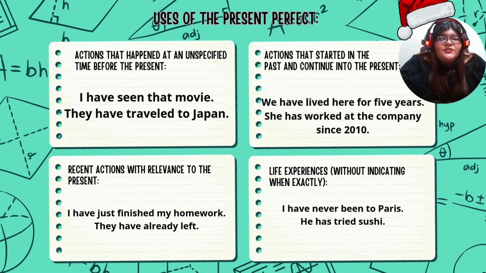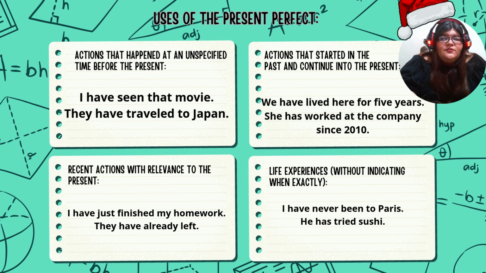Then we have actions that started in the past and continue in the present, right? We have lived here for 5 years. If you see here in this context, it means that from the past they were living in the same house, and in the present they continue living in the same house. That's why it says we have lived here for 5 years. She has worked at the company since 2010, right?